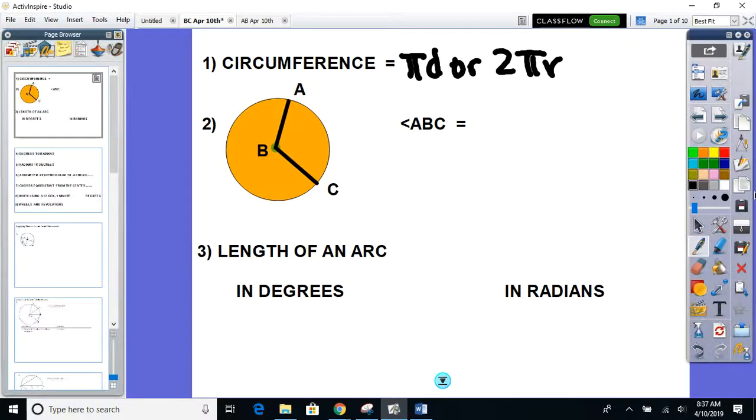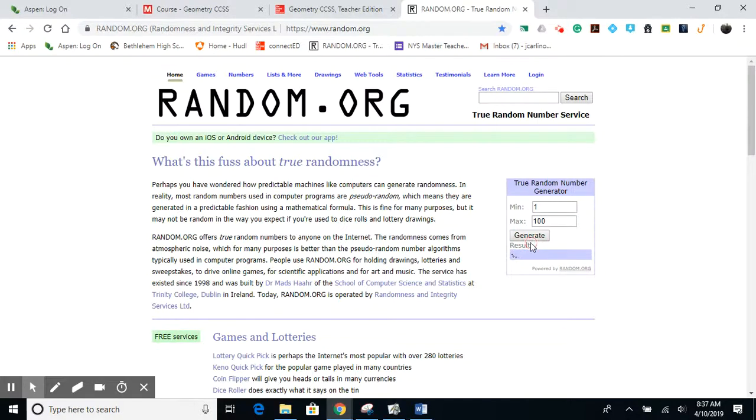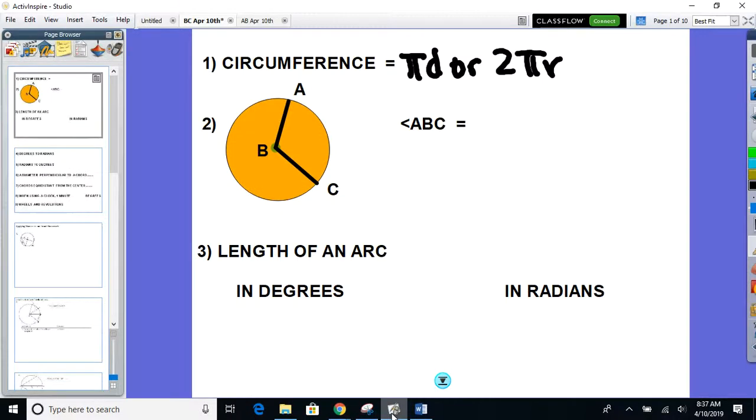Up here, I have angle ABC. B is the center. How do I find ABC, or what do I call angle ABC here? Either one you can give me right now. How do you find it, what is it equal to, or what's its name? It's called the central angle. Nice.